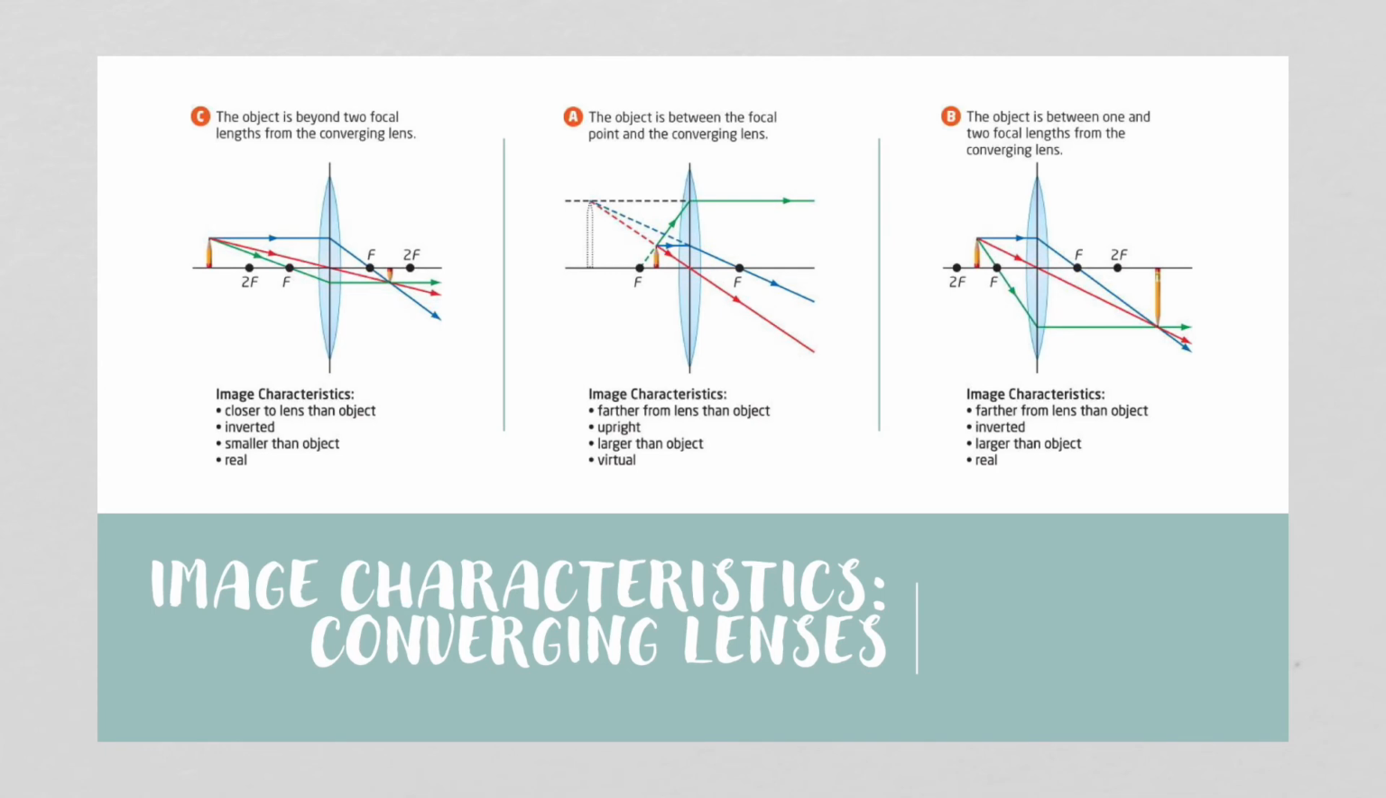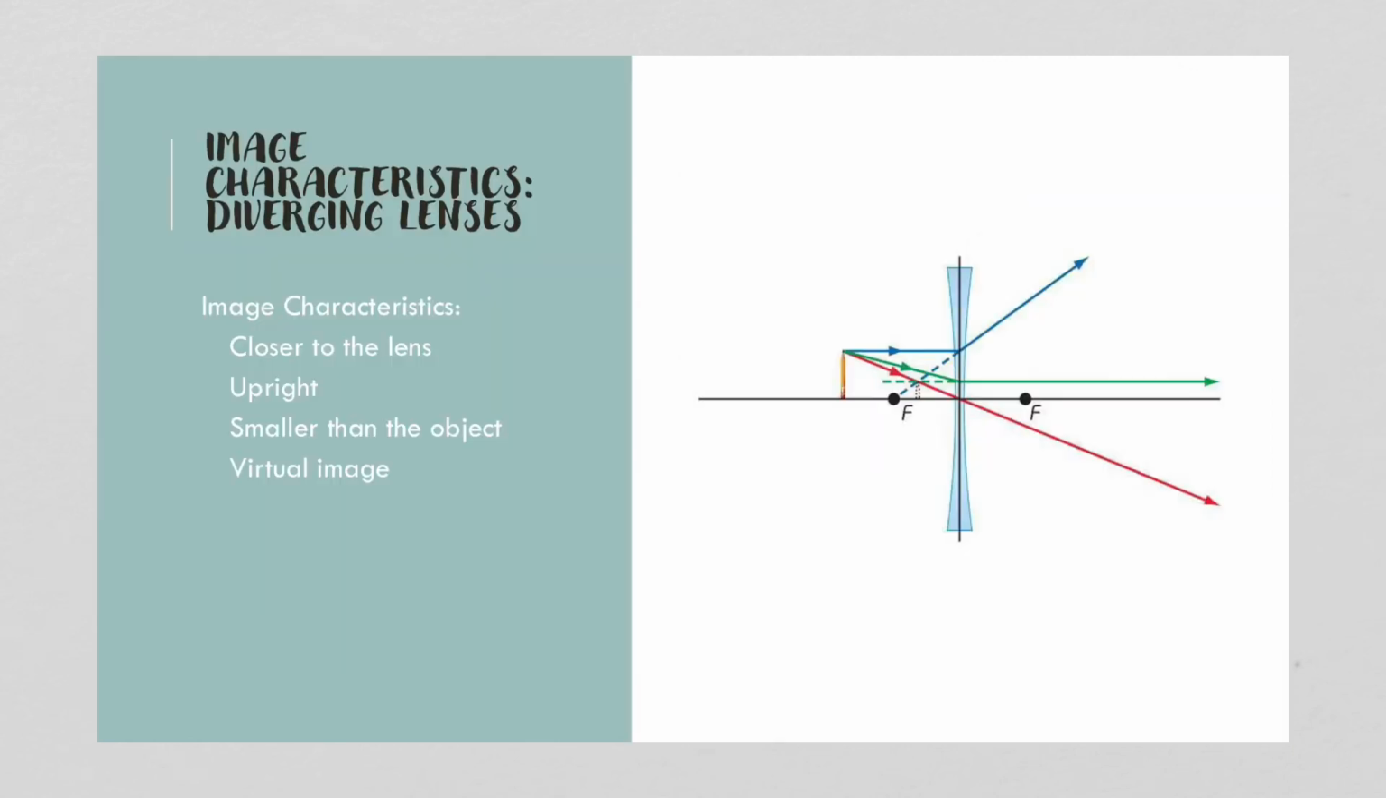If the object is beyond two focal lengths from the converging lens, the image characteristics are going to be that it will be closer to the lens than the object. It's going to be inverted. It's going to be smaller and it's going to be real. If it's between the focal point and the converging lens, then the image is farther away than the object. It's upright, larger, and virtual. And if the object is between 1 and 2 focal lengths from the lens, the image will be farther, inverted, larger, and real. So in our original drawing, it looked like it was the same distance, but it would have been a little bit further and a little bit bigger, but it still was a real image.